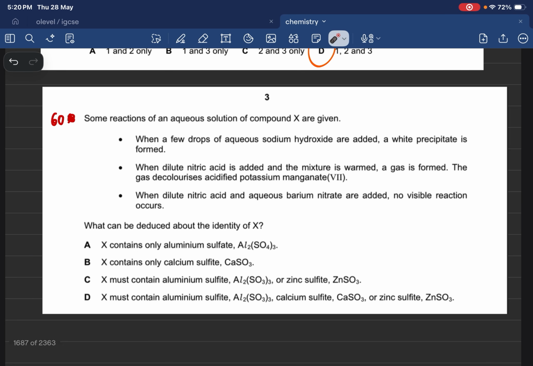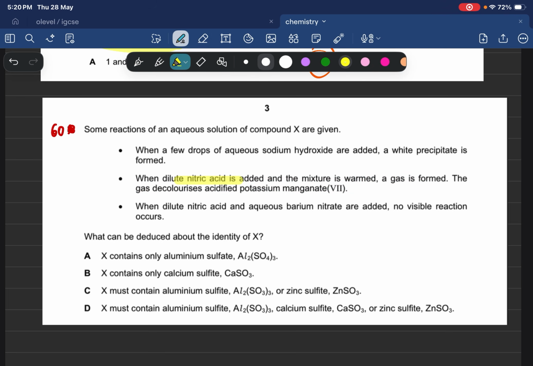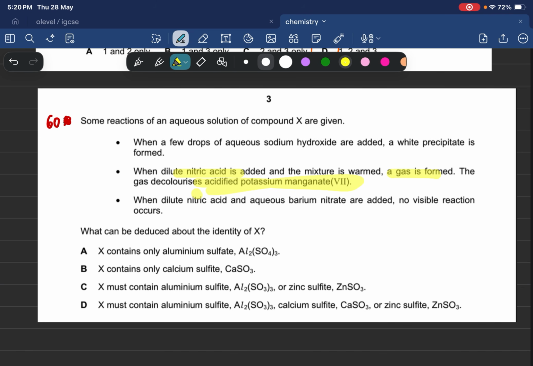Next, some reactions of an aqueous solution of compound X are given. When a few drops of aqueous sodium hydroxide are added, a white precipitate is formed, okay? You need to know the salt analysis thing. When dilute nitric acid is added and the mixture is warmed, a gas is formed. The gas decolorizes acidified potassium manganate. We know that any gas that decolorizes acidified potassium manganate, I only know sulfur dioxide gas.